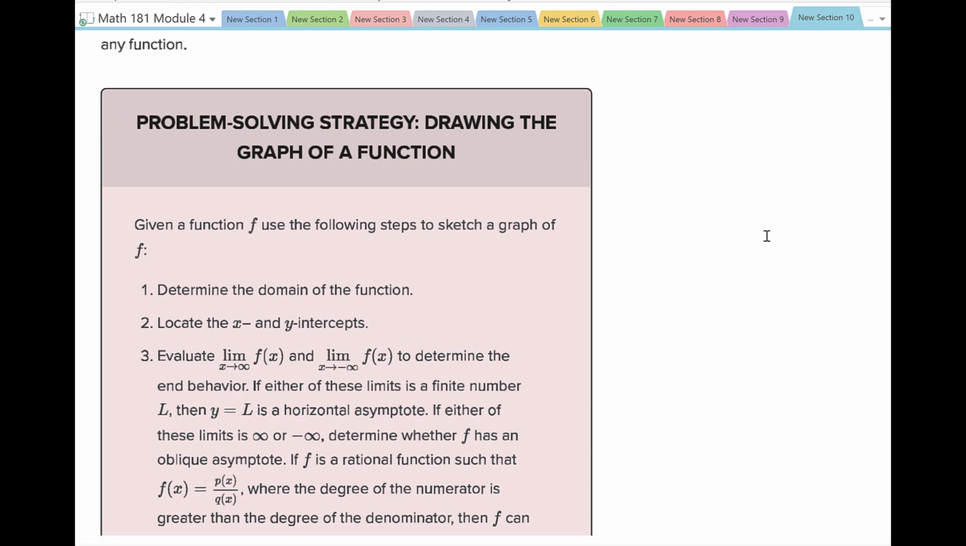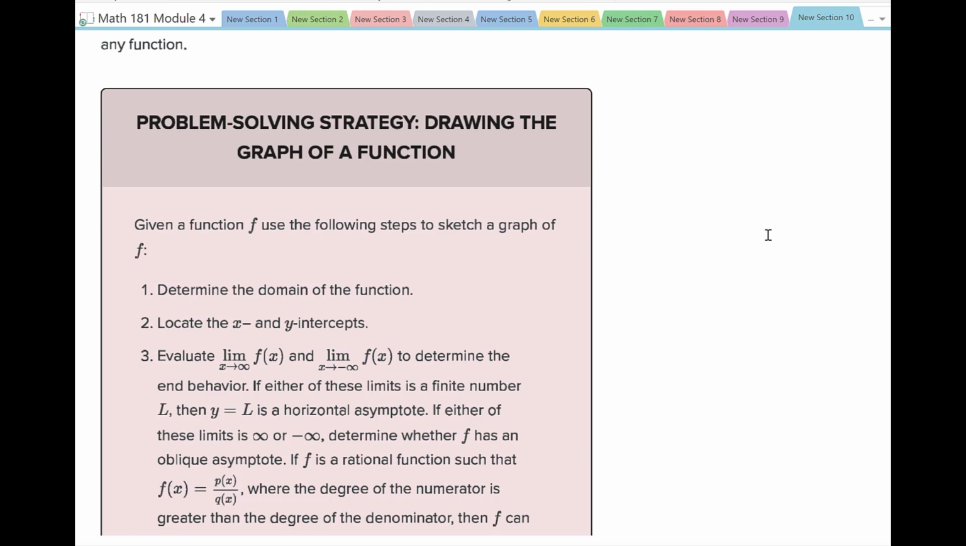Given the function f, use the following steps to sketch the graph of f. Determine the domain of the function. Locate the x and y intercepts. Put in 0 for y to get the x-intercepts, 0 for x to get the y-intercepts. Evaluate the limits of f of x as x approaches infinity and as x approaches negative infinity to determine the end behavior. If either of these limits is a finite number, L, then y equals L is a horizontal asymptote.